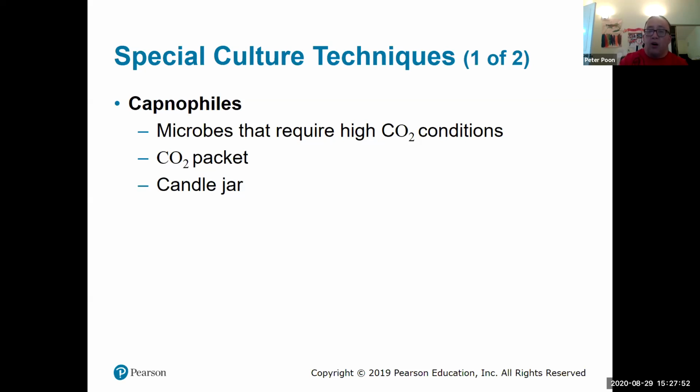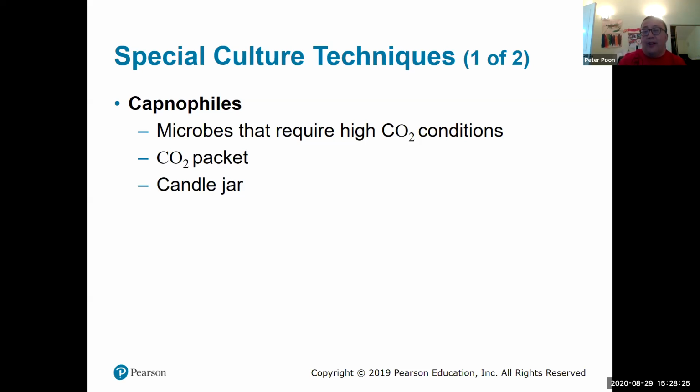Capnophiles are microbes that require high levels of CO2. So you either add a little CO2 packet. You can buy little packets of CO2 and just release them into the atmosphere. Again, this has to be sealed, so you seal it in, you release the CO2, and that level goes up. Or use a candle jar.